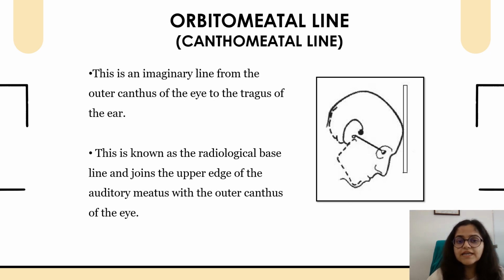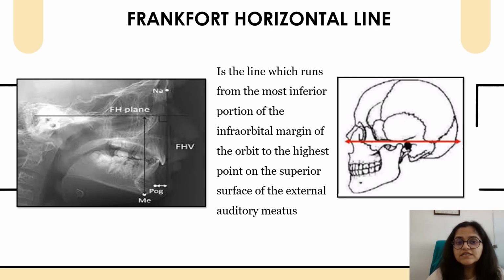So the third line is the orbitomeatal line, also known as the canthomeatal line. This is an imaginary line which is drawn from the outer canthus of the eye to the tragus of the ear. This is also known as the radiological baseline and joins the upper edge of the auditory meatus with the outer canthus of the eye, which has been shown in the figure. And last is the Frankfurt horizontal line.